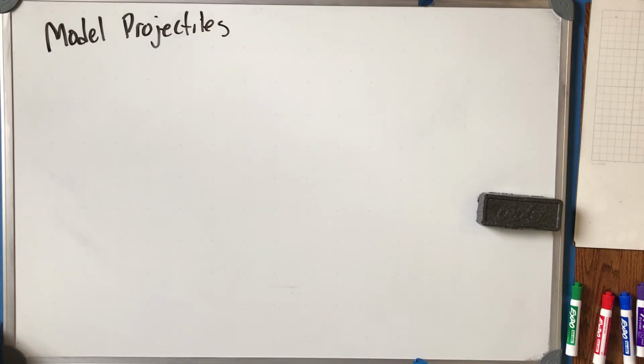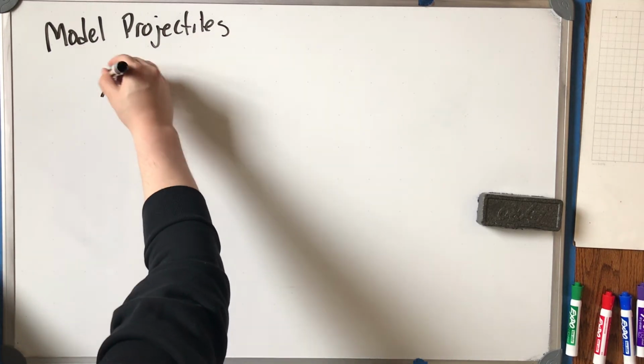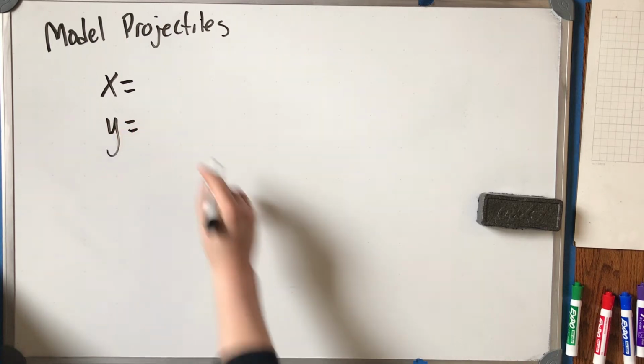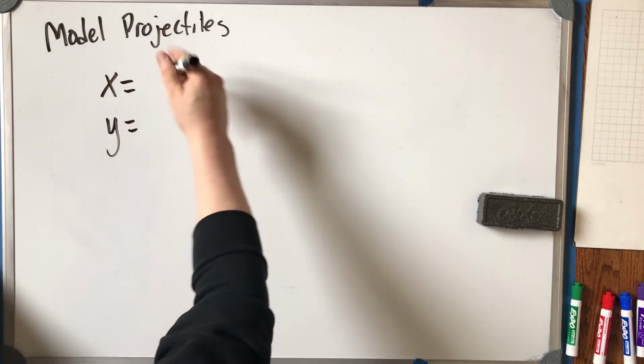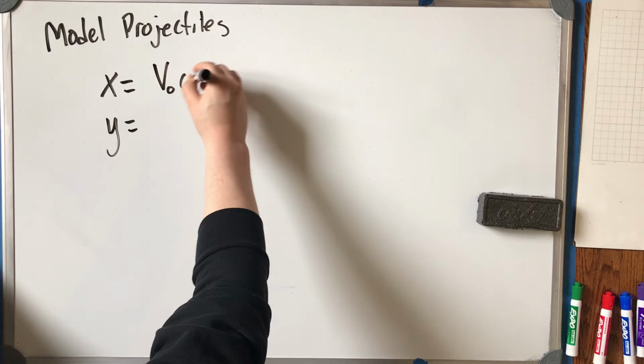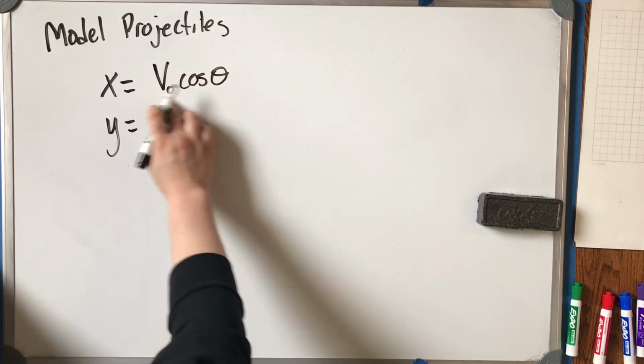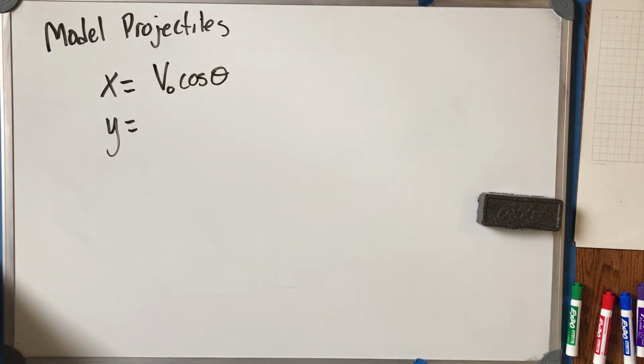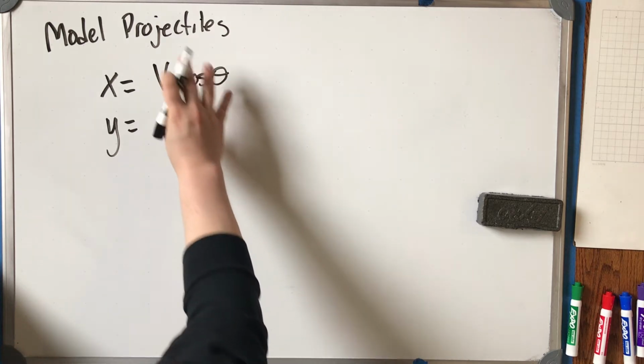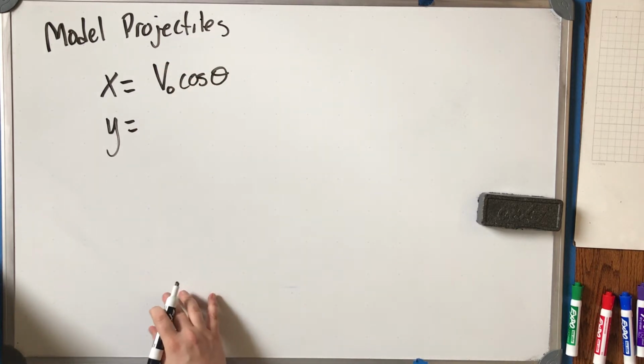So I know I already went over this at the beginning of the video, but here's where it formally falls in the notes. We have modeling projectiles. Okay, so for the x and y equations here, we have the x value is going to be the initial velocity cosine theta. So that's the velocity just in the x direction. Okay, that's what the cosine theta does. It scales down the velocity.